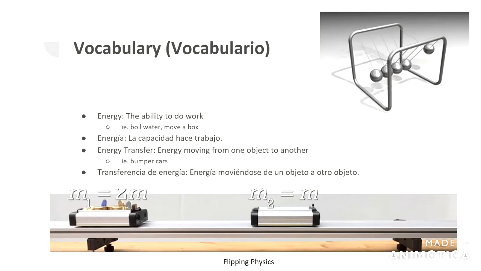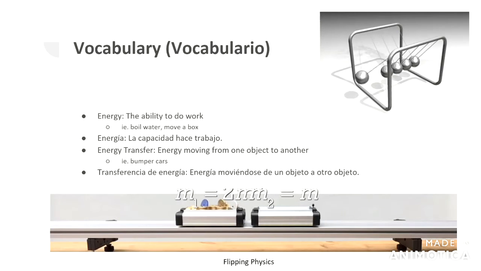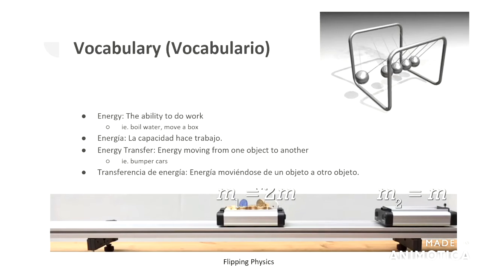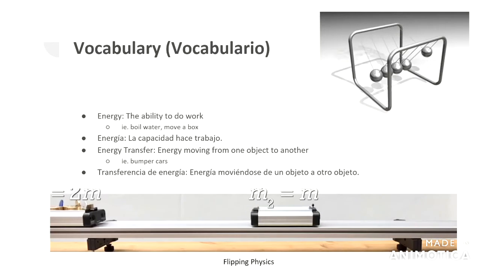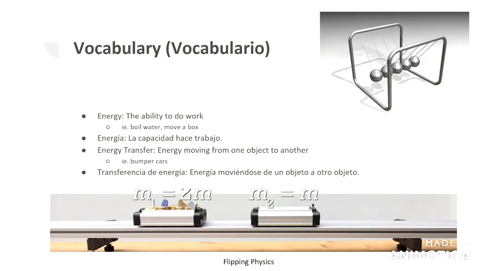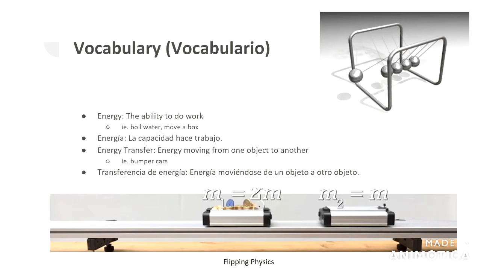We're going to start with a little bit of vocabulary, just so the rest of this lesson makes sense. So energy is the ability to do work. As you can see, there are examples of boiling water or moving a box. Energy transfer is energy moving from one object to another, so like bumper cars or the cars in the video below.